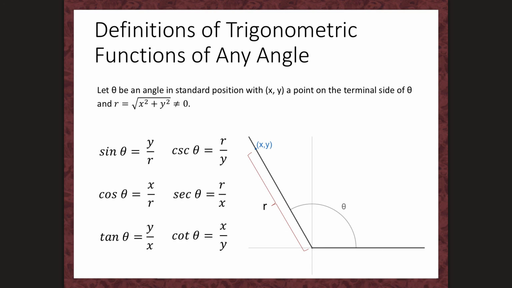Cosecant and secant are r over y and r over x, respectively, and cotangent is the reciprocal of tangent, so it's x over y. So tangent and cotangent actually have no calculated difference between when we were finding measures of angles on the unit circle and finding these angles that are not on the unit circle. But as long as we can calculate that r value, we can find all of the other ones pretty simply. So let's try a little bit more complicated of a case.